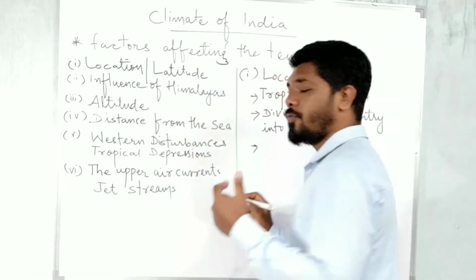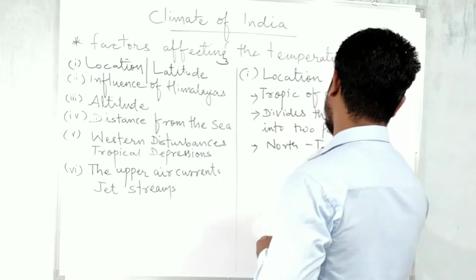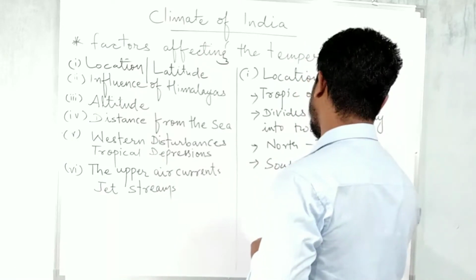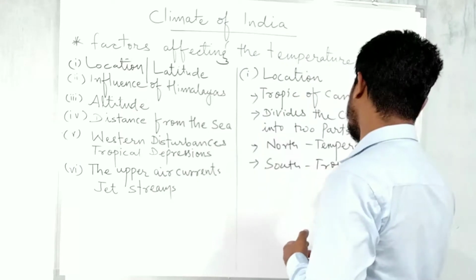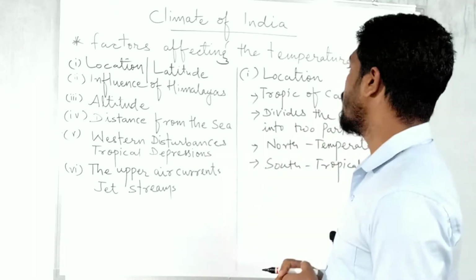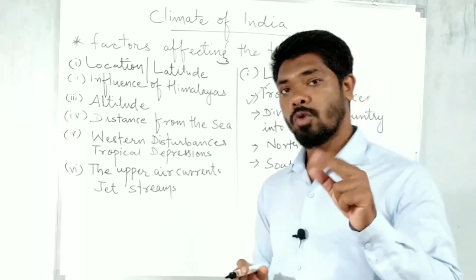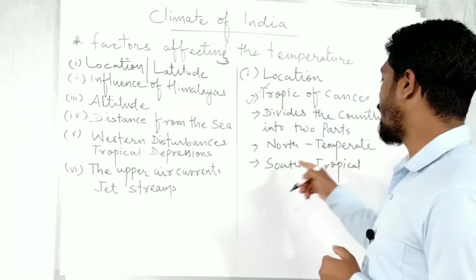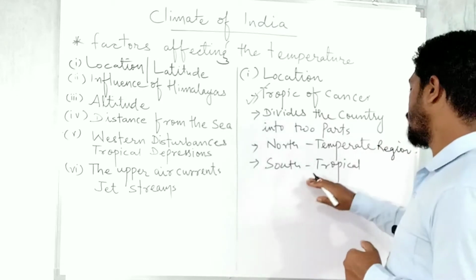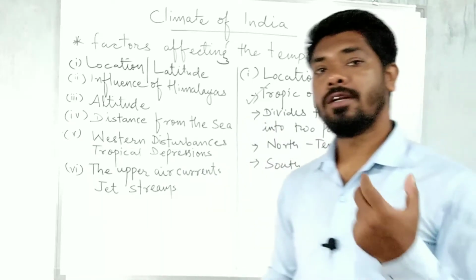That is, the north of the Tropic of Cancer is known as temperate, and the south of the Tropic of Cancer is known as tropical. As we discuss the location, mainly the Tropic of Cancer divides the country into two equal halves. The north is known as the temperate region, and the south is known as the tropical region. So according to that, the temperature differs.